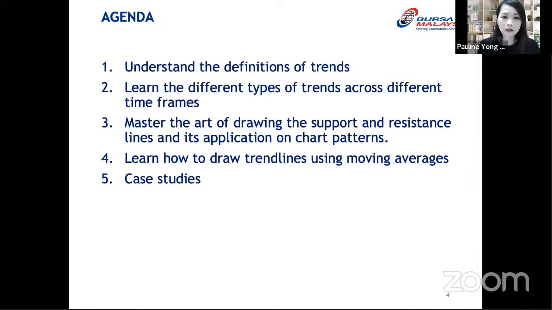Then master the art of drawing the support and resistance lines and the application on the chart pattern, and learn how to draw trend lines using the moving average. Okay, so some interesting word here, moving average. And some case studies. So along when I explain, I will show examples already. The examples is not until the end of it, it's along the way.